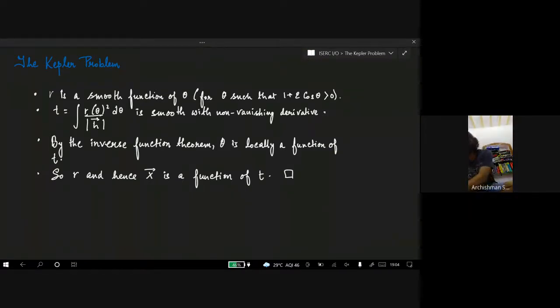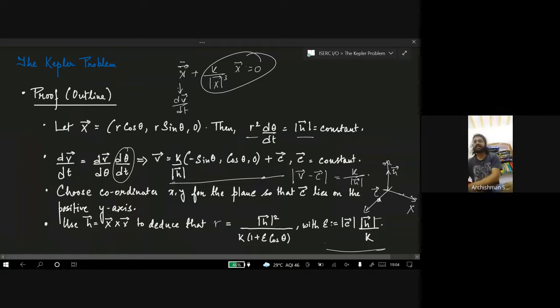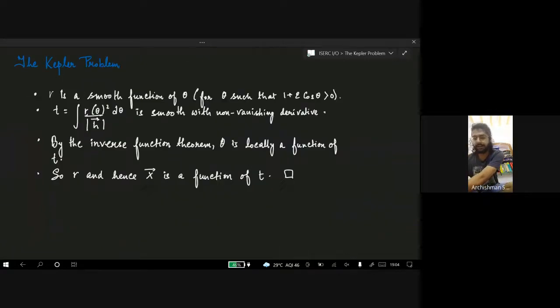On the other hand, I can use Kepler's second law, r squared d theta dt is the magnitude of the angular momentum. I can basically integrate it in order to show that t is a smooth function of theta, with a non-vanishing derivative. And there's a very beautiful theorem in multivariable calculus, the inverse function theorem. It says that if you can do this, then you can at least locally invert the problem and express theta as a function of time.